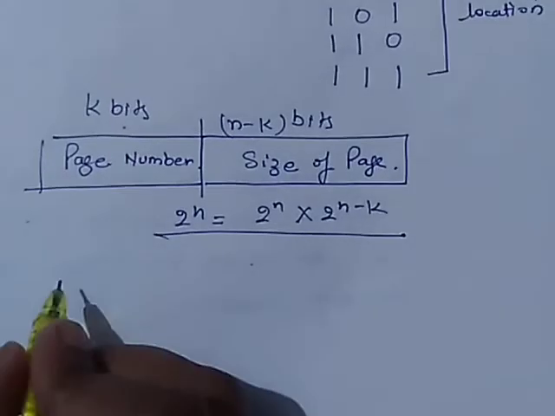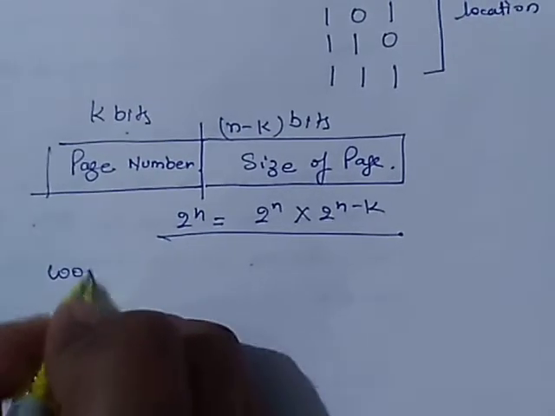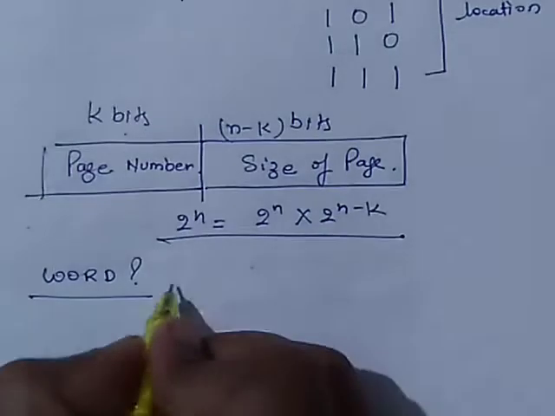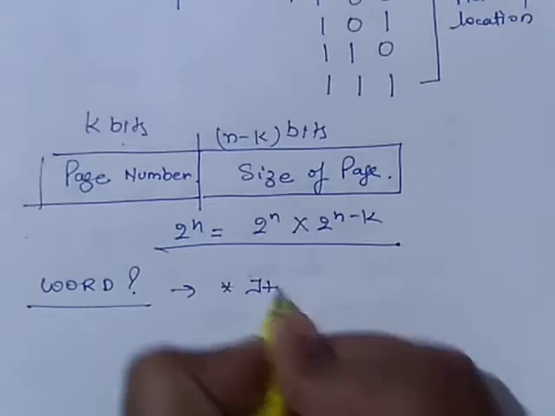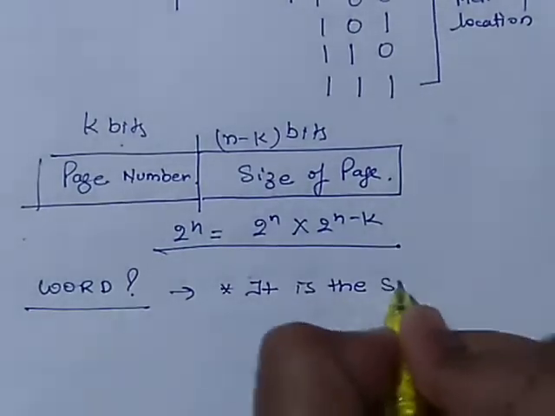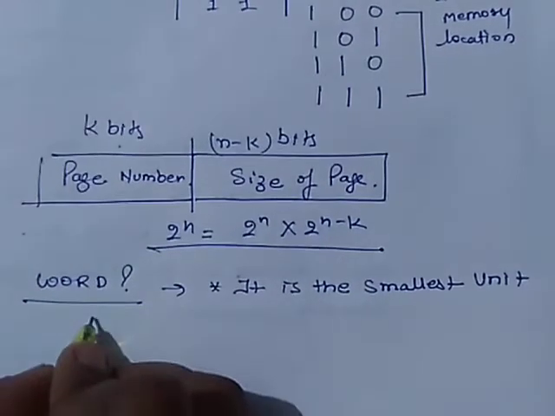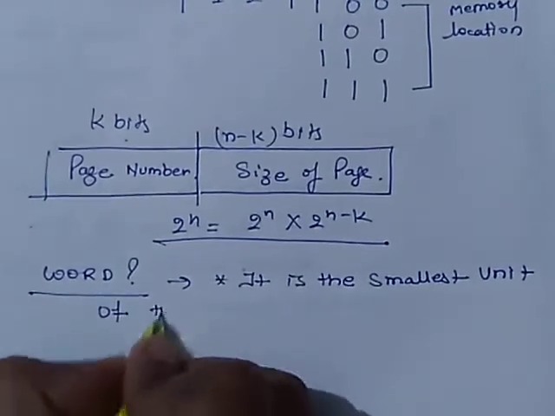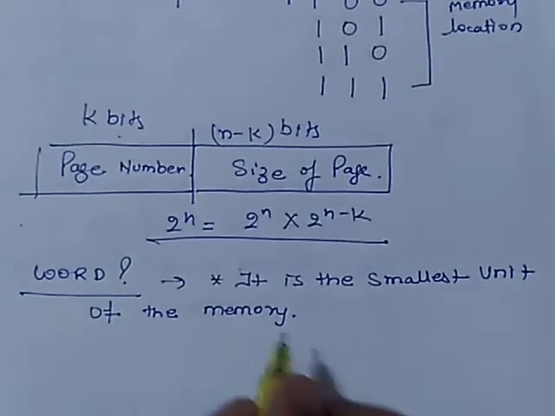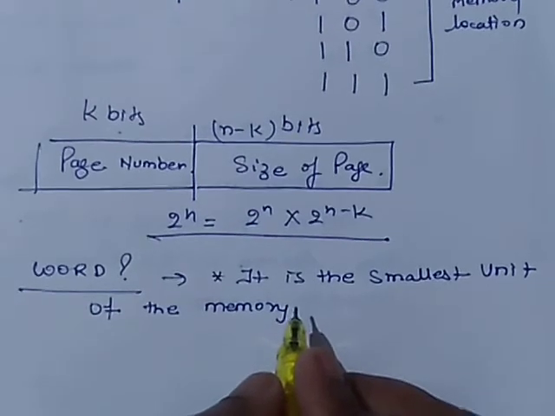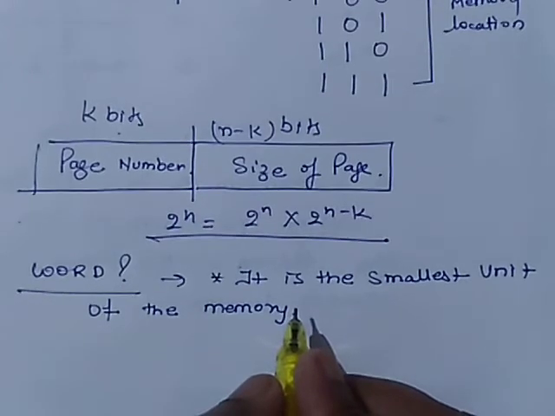Now how will the data be saved in a memory? So you have to understand the concept of a word. So what is a word? We can say that it is the smallest unit of the memory, and it depends upon how the operating system uses the binary address.